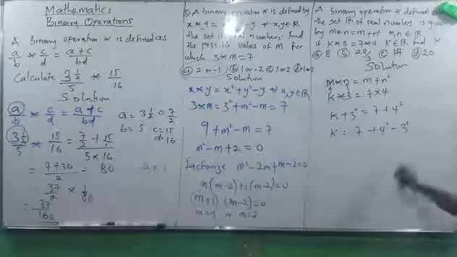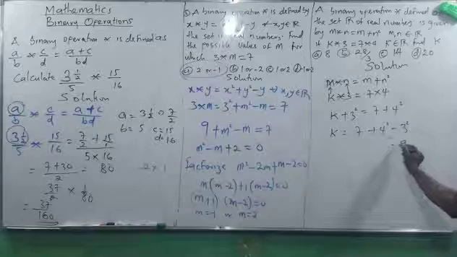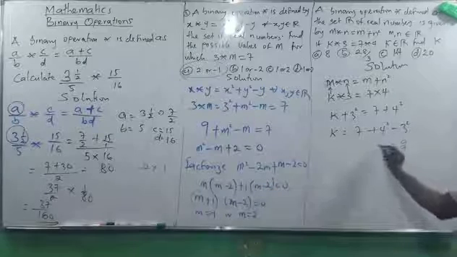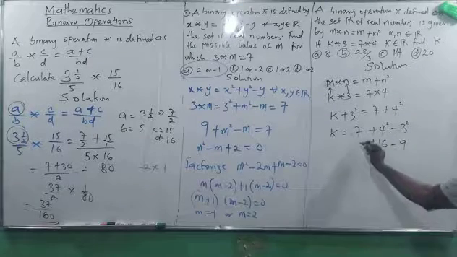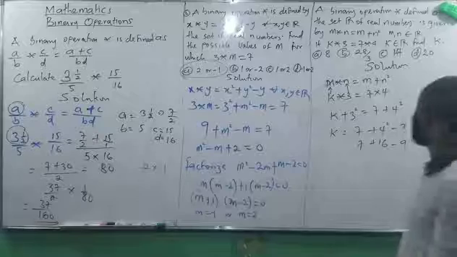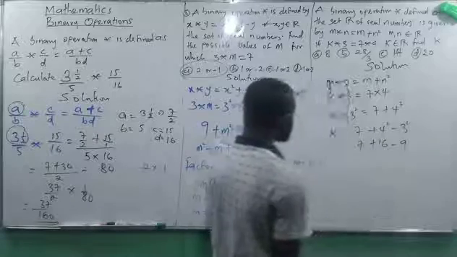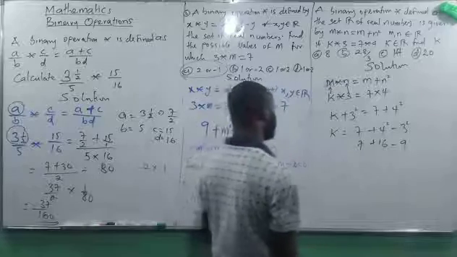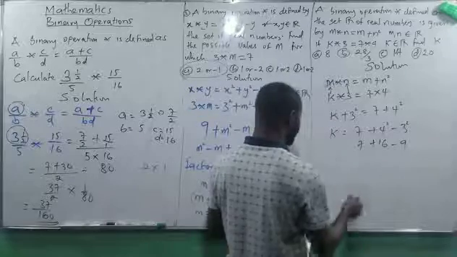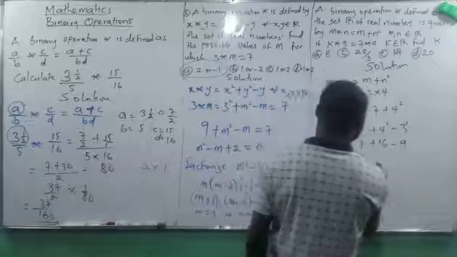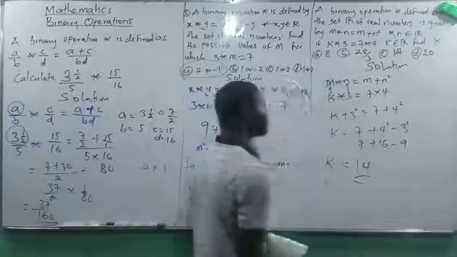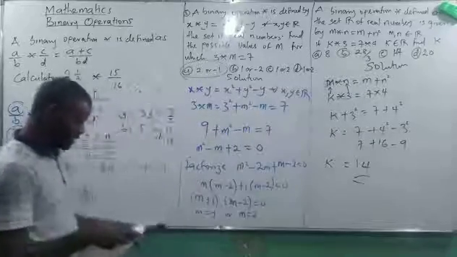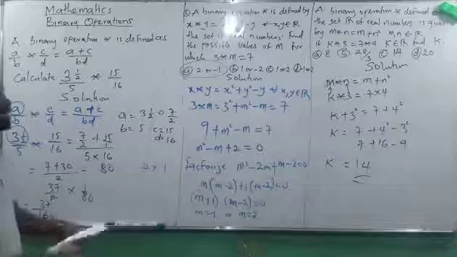Now, here will be 9, here will be 16, here will be 7. Now, for us to have something like this, this and this will be 7. 7 plus 7, that will be 14. Now, it means my k will be equals to 14. That is my value of k. Hope I'm not making a mistake. Now, that is the value of k.